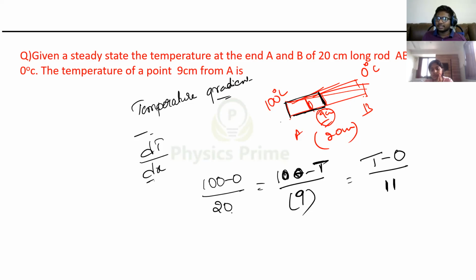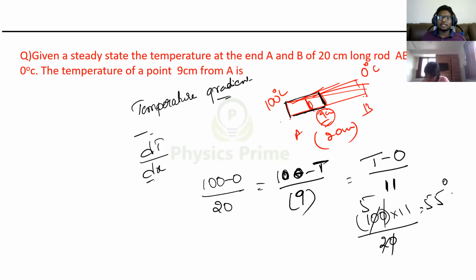Now this will be how much? So 100 into 11 divided by 20, the zeros cancel, 2 5 it will be 55 degrees Celsius. Got it?